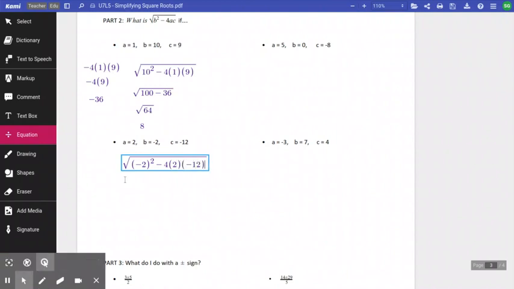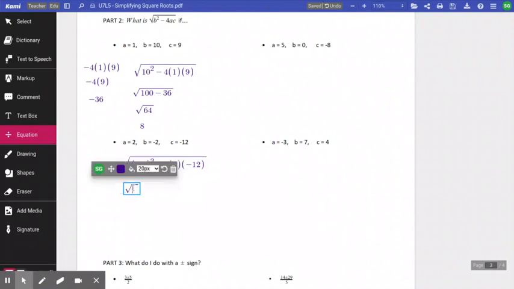I certainly gave you a fun one with all these negatives. The next step there would be (negative 2) squared. Now, what did you say negative 2 squared was? Negative 2 squared is negative 2 times negative 2, which is positive 4. So we get positive 4, and then we're going to multiply all of this together.